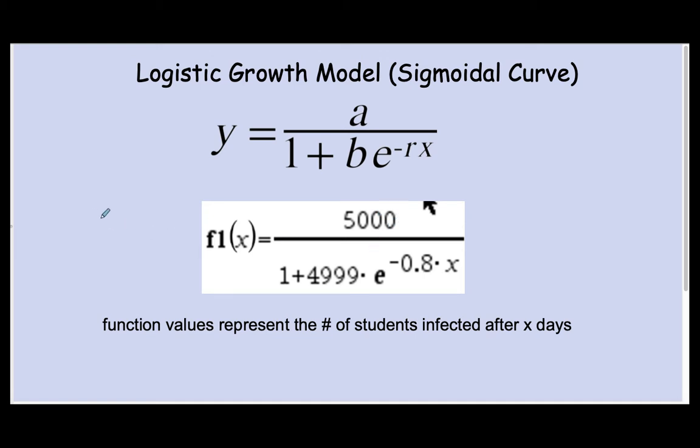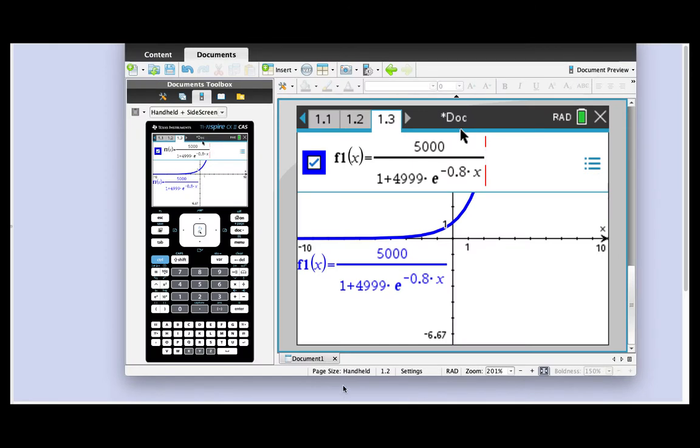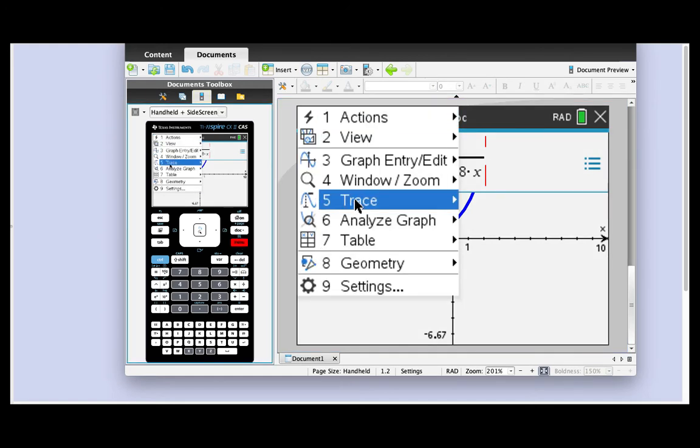We want to be able to use this model to answer some questions. Okay, so the first question we might want to answer is, how many students are infected after 5 days? 5 days after that sick student returns to campus and people begin falling ill. To solve this problem, now here's that function that I've graphed. The first thing we have to do is get a good window, and I don't really have any idea how long this is going to take, but tracing can help me here.